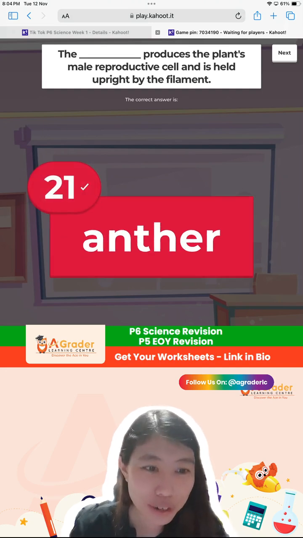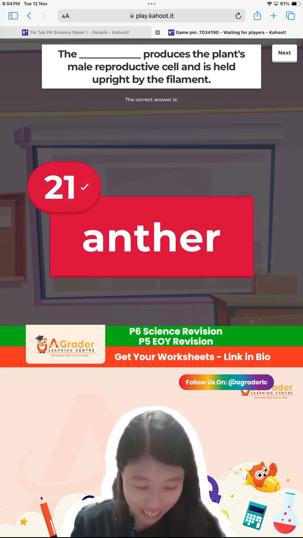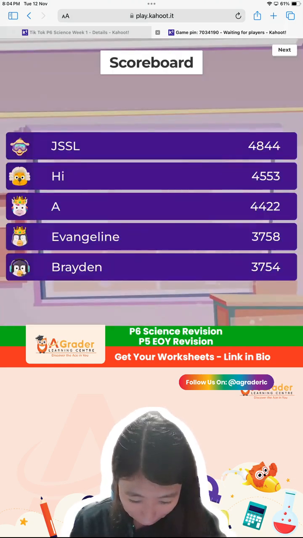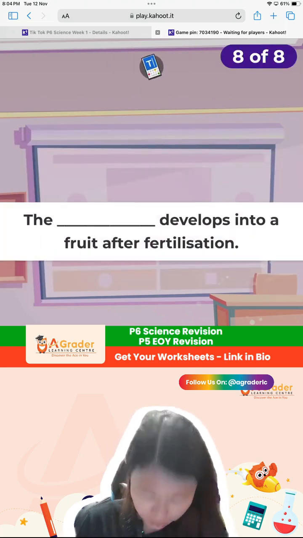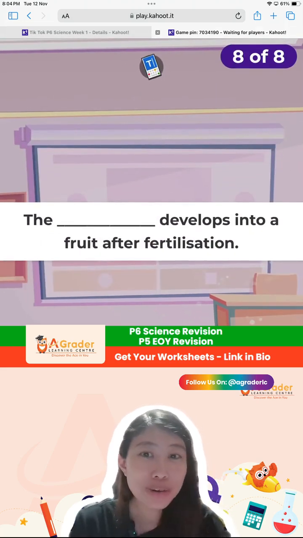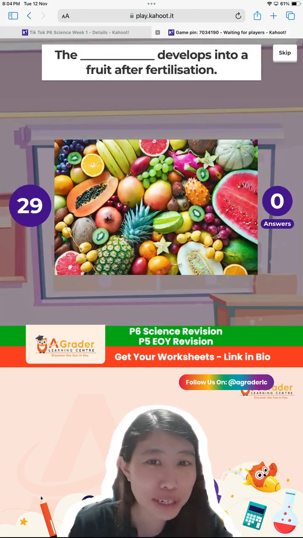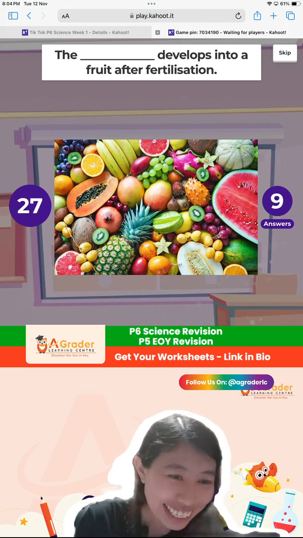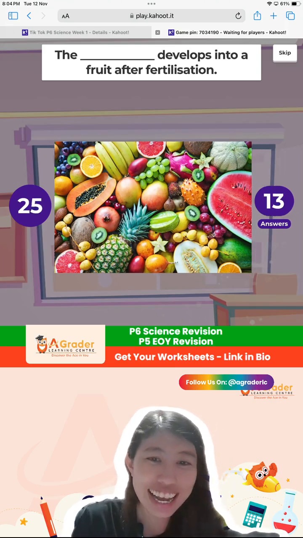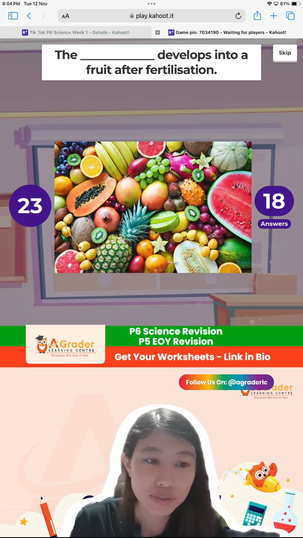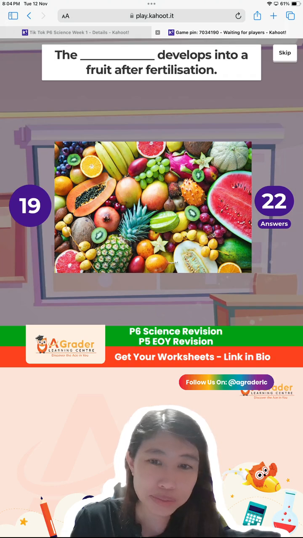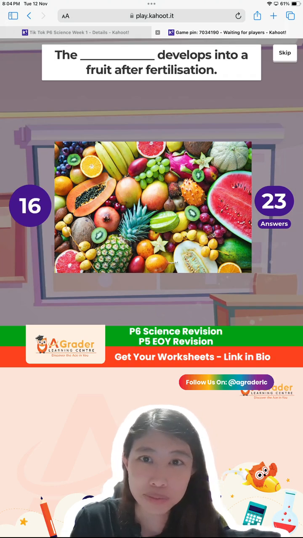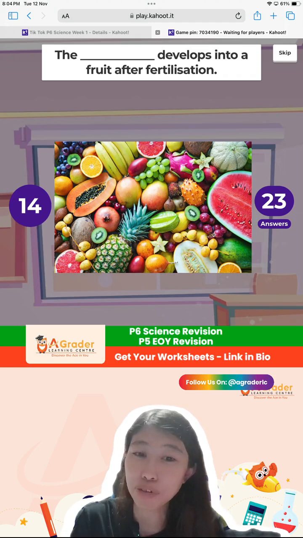Yes, very good. All of you got it correct. Okay, good. The last one. Only one, only this round, no next round. Remember which part of the flower develops into a fruit after fertilization.